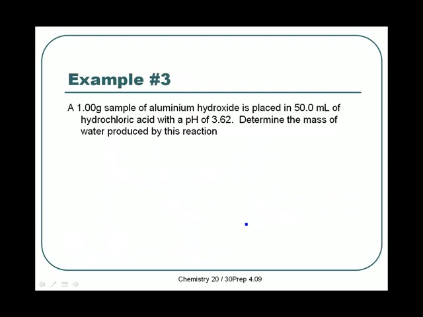Here we have one more example. A 1 gram sample of aluminum hydroxide is placed in 50 ml of hydrochloric acid with a pH of 3.62. We want to determine the mass of water produced by this reaction. So, first we need a reaction. We need aluminum hydroxide.